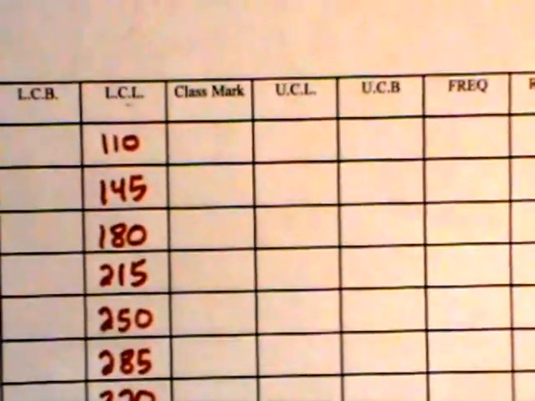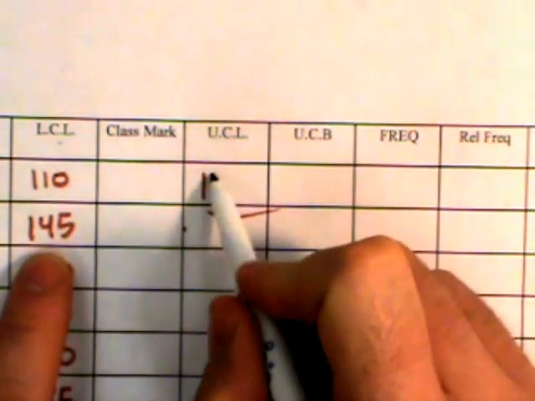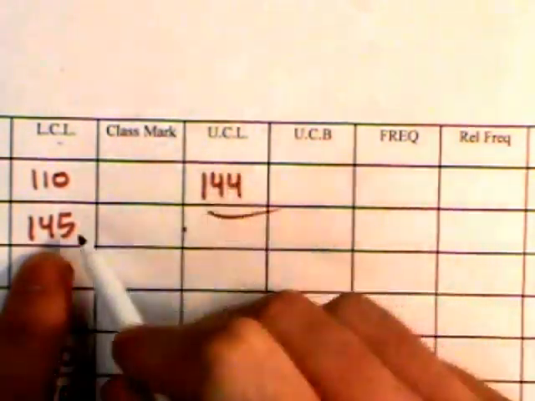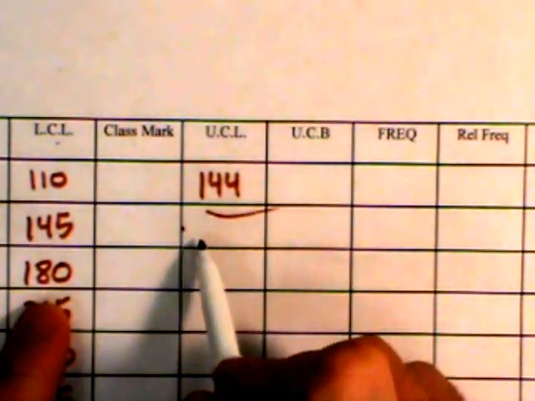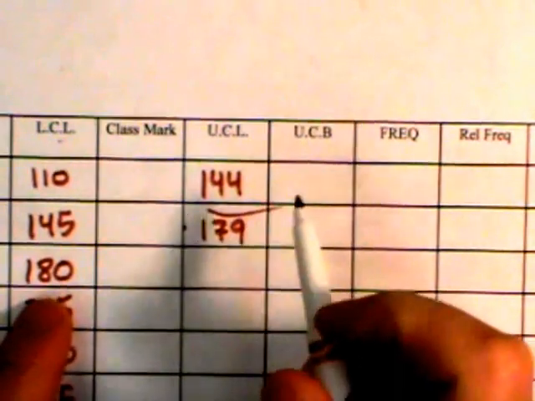Now, to do the upper class limits, we're breaking our data into these subgroups, into these classes. If this first class starts at 110, I need to find a stopping point that stops just before the second class begins at 145. So the natural count there would be 144. I want this to stop at 144 because we're counting in whole numbers. The next one would be 179, so on and so forth.